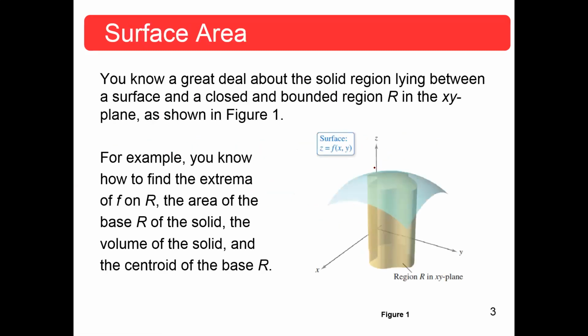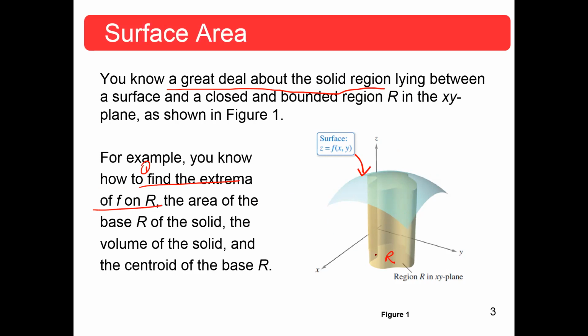So this is the general graph. We already know a lot about a solid region lying between a surface and a closed region R. Suppose this is region R. Here is a surface on top of it. We can use double integration to calculate a lot. For example, we can use partial derivatives to find the extreme values over R.